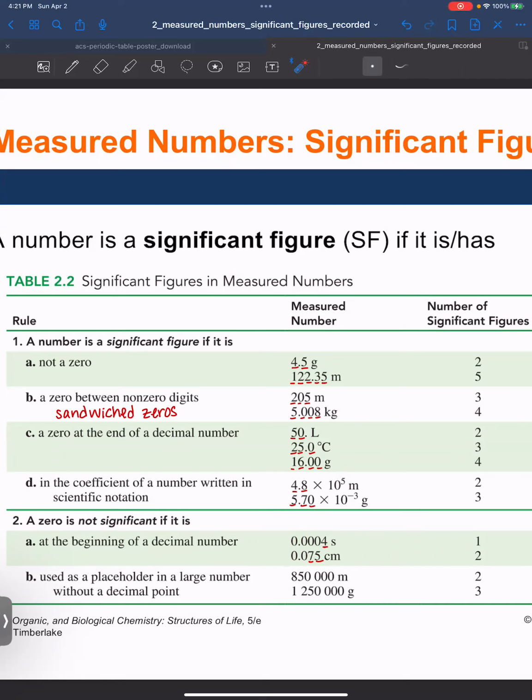A 0 is not significant if it's used as a placeholder in a large number without a decimal point. So if there's no decimal point, then trailing zeros do not count. So in this case, this measurement is only 2 significant figures, and this second measurement is only 3 significant figures. And that is because there's no decimal point, and these zeros are only used as placeholders. For example, if all I wrote is 85 meters, that's very different than writing 850,000 meters. I need those zeros to indicate how large this value is.